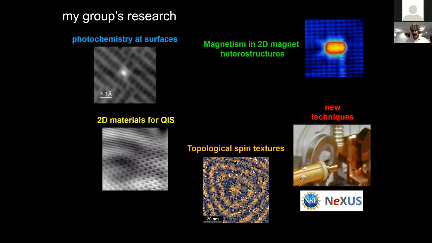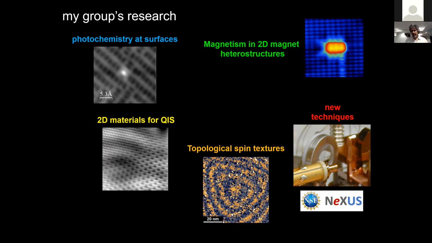Okay, so I'll take one example from my group's research and show how we can use this tool to learn something related to nanoscale computing. So, efforts going on in my group: there's the photochemistry to the artificial leaf, like I showed you. We're starting to move into a quantum information sciences effort using two-dimensional materials to look at quantum bits.